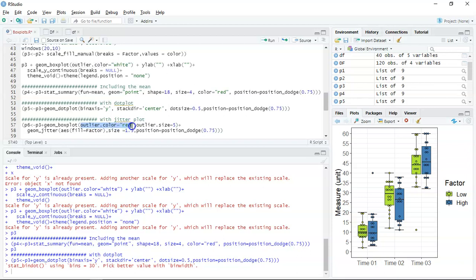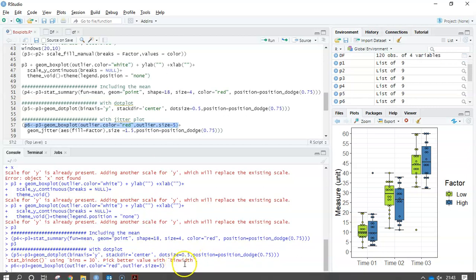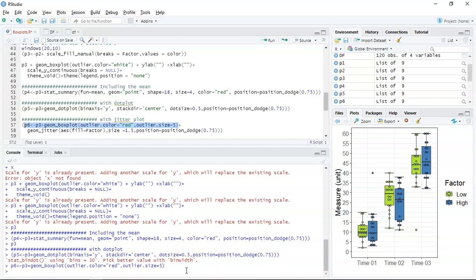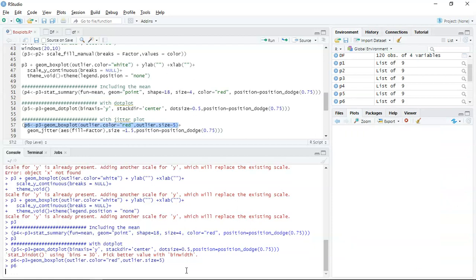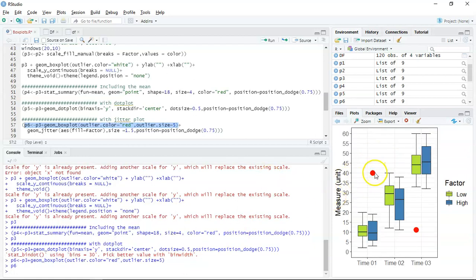So here, when it comes to the outlier, I'm coloring the outlier red, and I'm making the size of the outlier 5. Actually, even if I do that first, maybe before doing this bit here, so we have this, and you'll see it here in a second, do P6 like this, and you get it up here. You can just see I'm just making the outlier stand out. That's all I'm doing here.